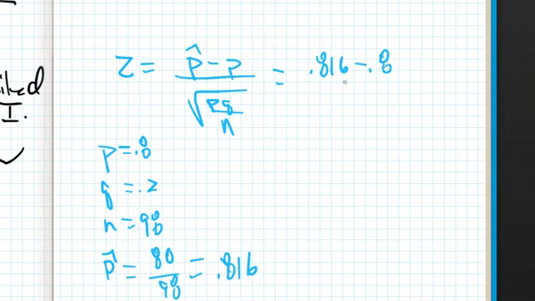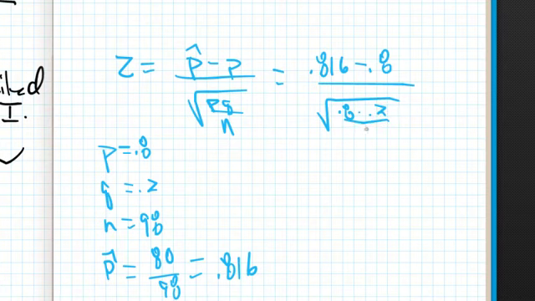0.816 minus 0.8 divided by the square root of 0.8 times 0.2 divided by 98. All right? So 0.816 minus 0.8, what do we got? We got 0.016. Let me throw it in my calculator. 0.016 divided by the square root of 0.8 times 0.2 divided by 98 in parentheses, and I end up with 0.396. Whoa, how anticlimactic. Look at that. 0.396. That's the z-value, which gets me right here.